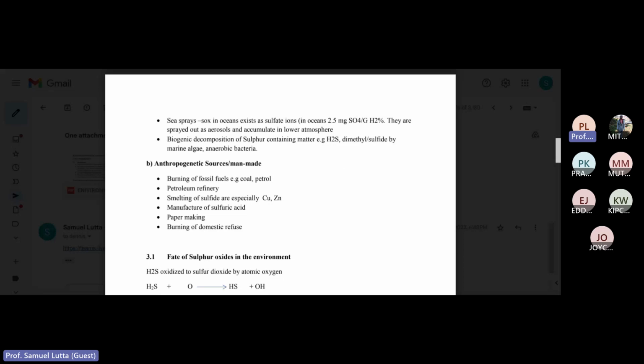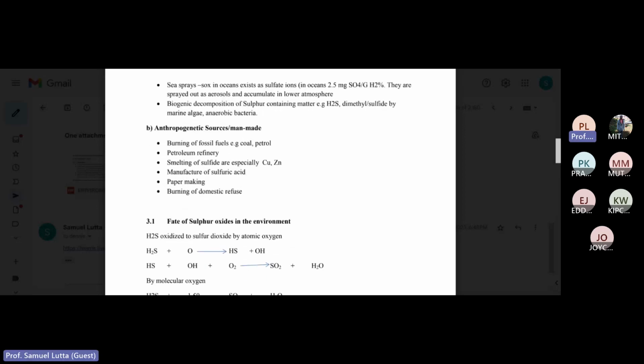No, that is zinc blende. So this one, ZnS, when you heat it, it will burn to form zinc oxide and sulfur dioxide. So you can generate this through that.